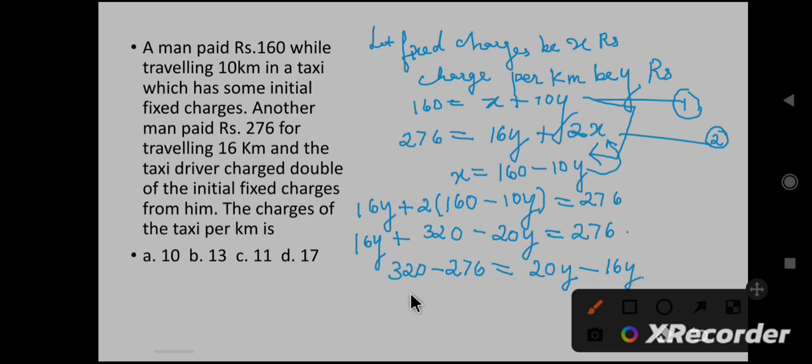If we subtract these two things we will get 44, and 20 minus 16 we will get 4y. So y is equal to 44 by 4, which is equal to 11. And this is what they have asked. They had asked us the charge per kilometer, which is y. So according to this question, charge per kilometer is 11 rupees. Our answer is option C, 11 rupees per kilometer.